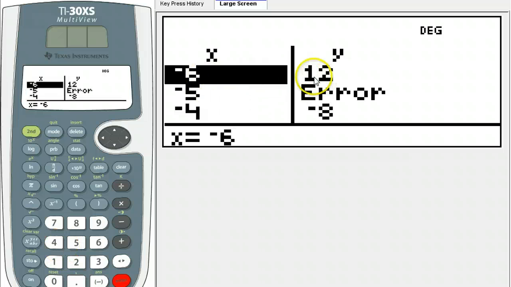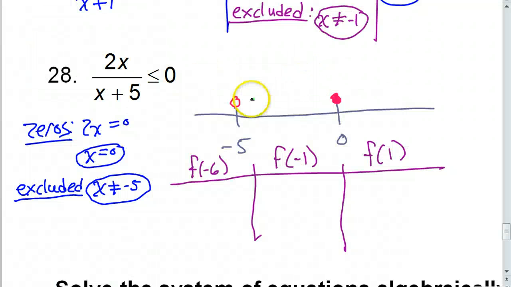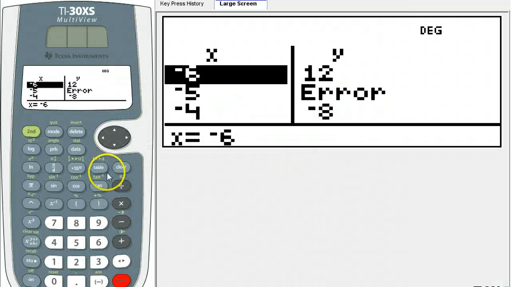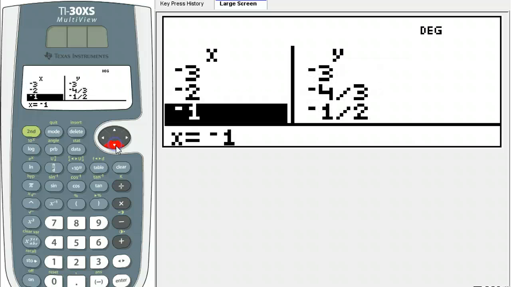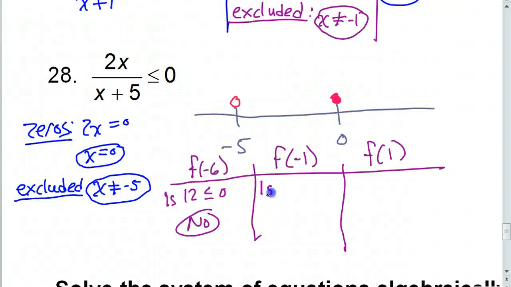All right, at -6, we have a value of 12. We want things to be less than or equal to 0. So is 12 less than or equal to 0? No. Now let's look at -1. At -1, we have -1/2. Is -1/2 less than or equal to 0? Yes, it's a negative number. Of course it's less than 0.